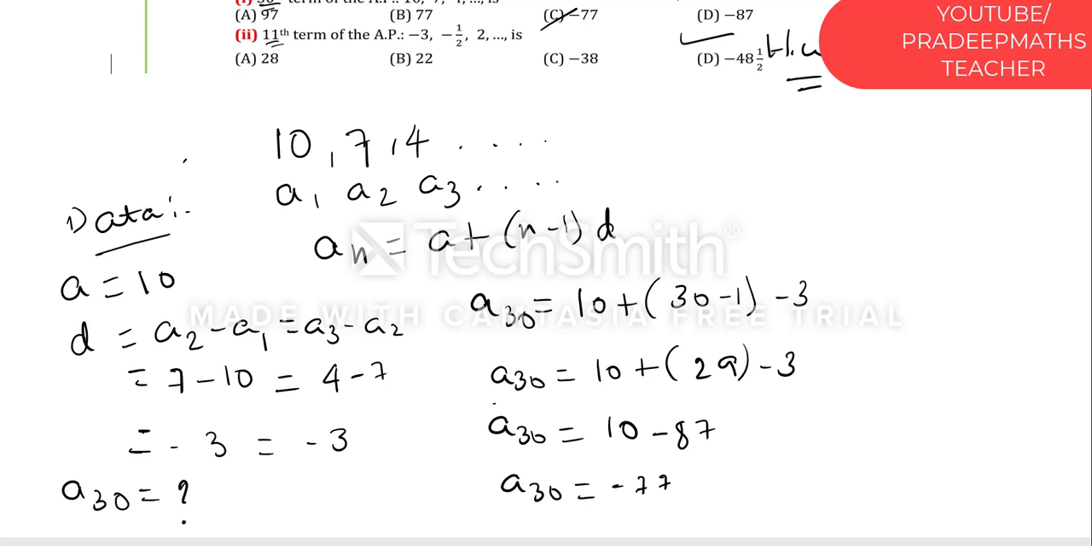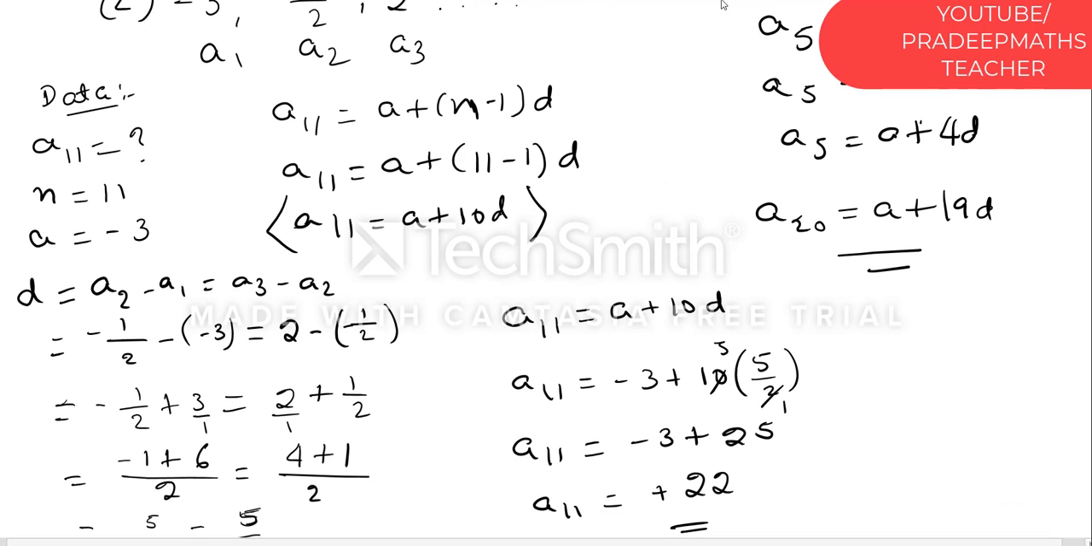Okay children, this is how we need to solve it, by using the nth term formula. As I said, if they ask to find the 15th term, the formula will be A plus 14D. Clear children? Because 15 minus 1 is 14, into D is 14D. So like this you can write.